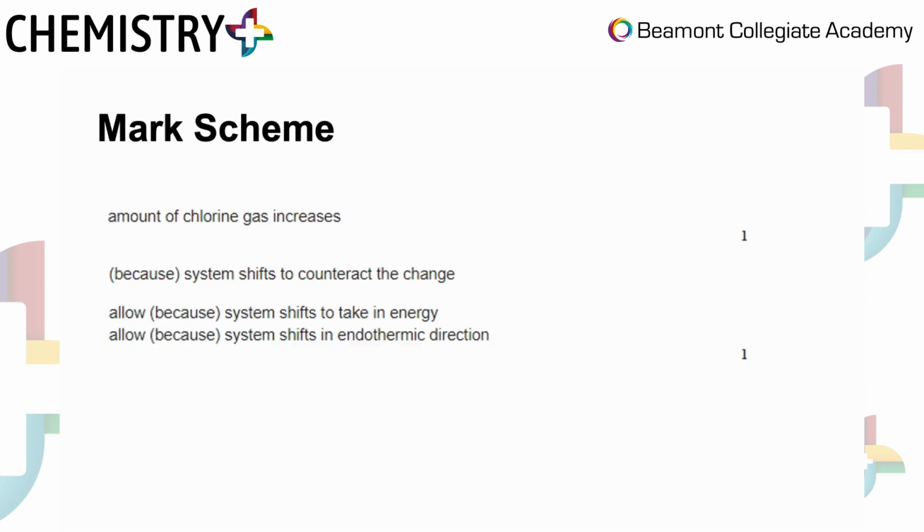So here's the GCSE mark scheme. First mark, the amount of chlorine gas increases. For the second mark, this is because the system shifts to counteract the change. Remember, words in brackets are not necessary and there are alternative answers given.